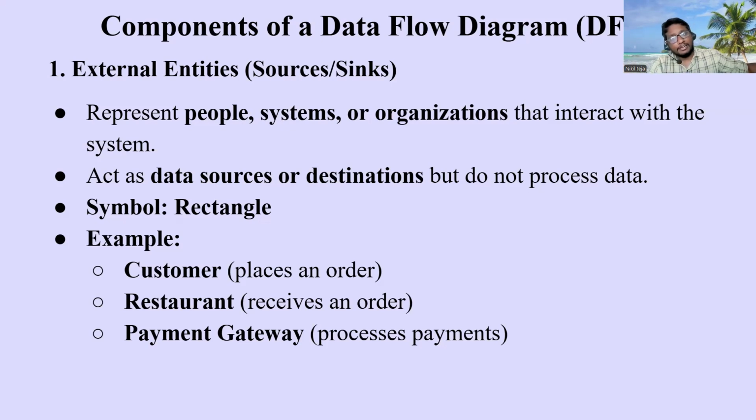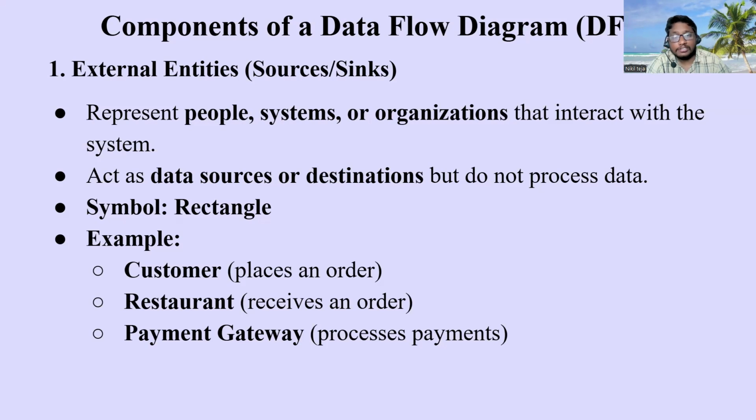Payment gateway will be interacting with the actual system, right? So it is an external entity. Restaurant will be interacting with our food ordering system, right? So it is also one of the external entities. As a delivery partner or as a customer, I will be interacting with the main system, that is nothing but food ordering software. So I will be one external entity.